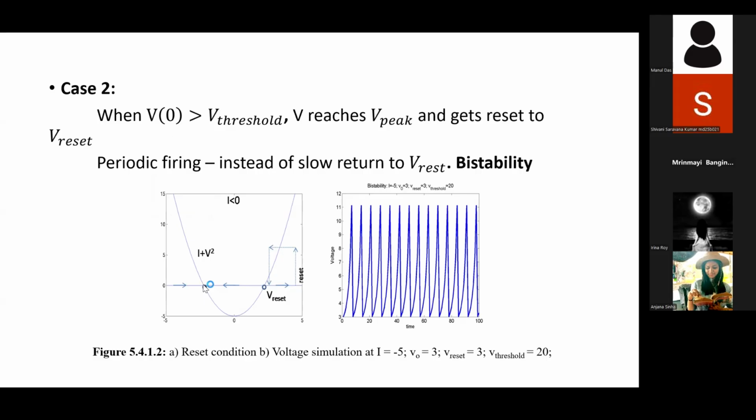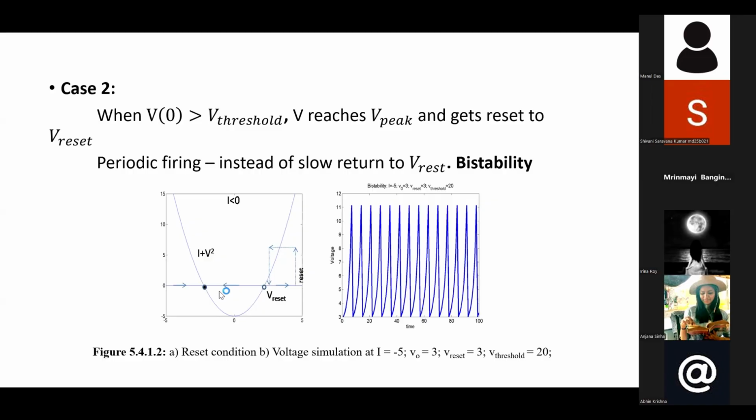If my initial voltage is less than V rest, it will come back to rest. If initial voltage is greater than V rest but less than V threshold, it will again come back to rest. But the moment my initial voltage is greater than the V threshold, which is the open circle, it will go all the way up to here. Here there is V peak.